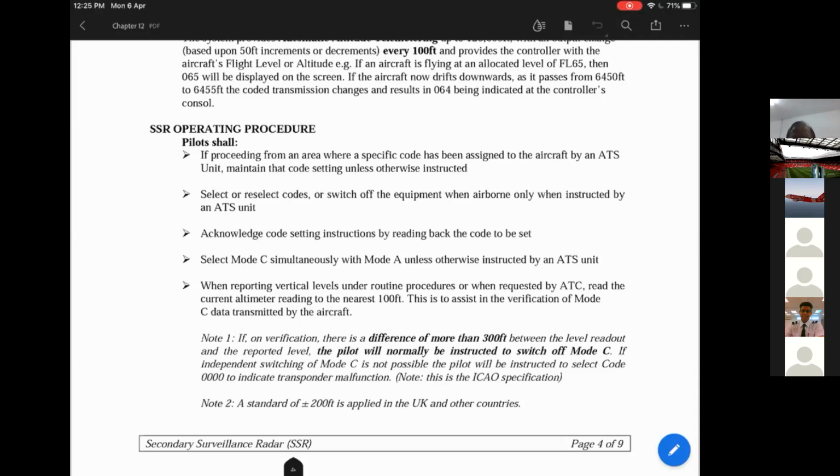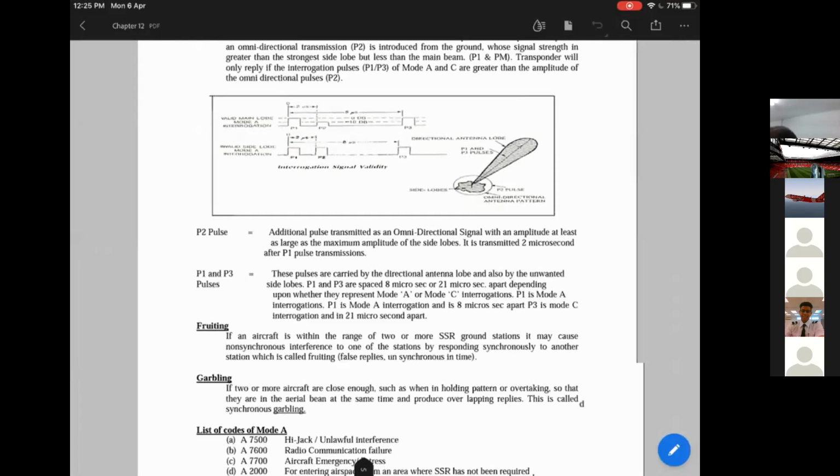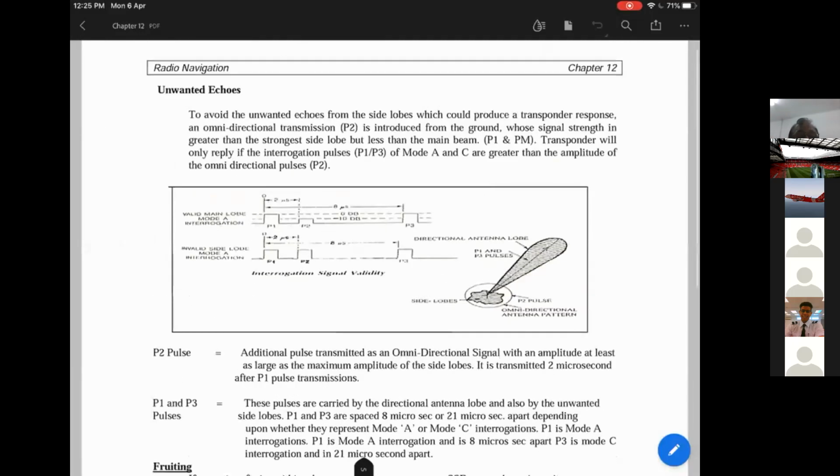Mode A and C are normally used simultaneously, and at times ATC will tell you, okay, press squawk identification, mode C not required. Right? Next page, please. This one, sir. Yeah, we'll go slightly above.